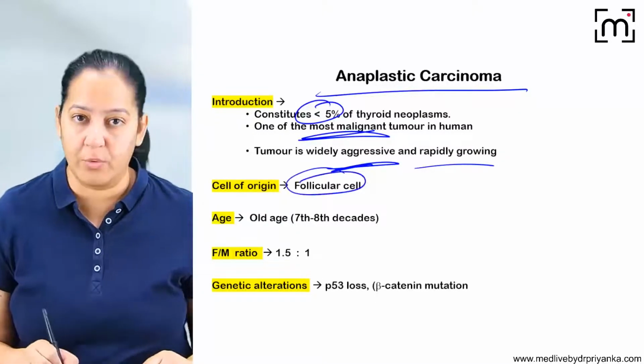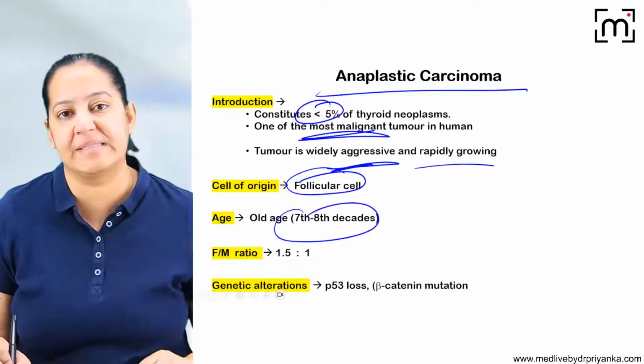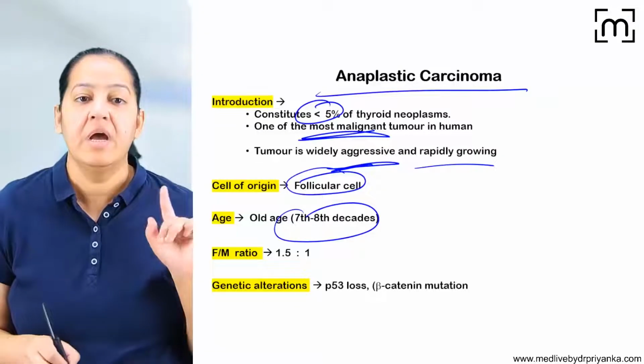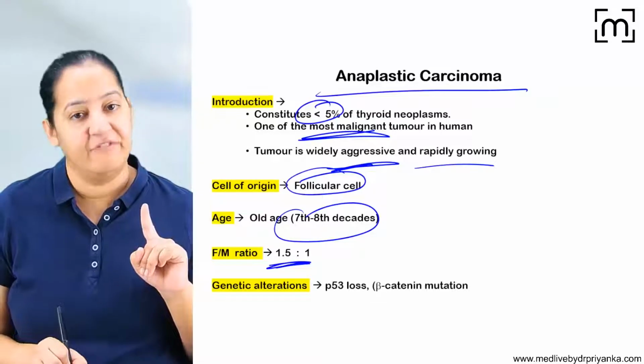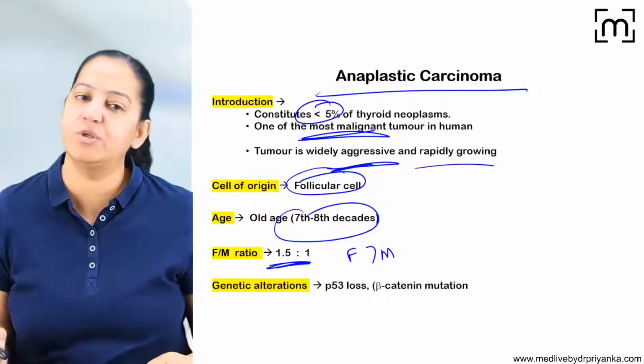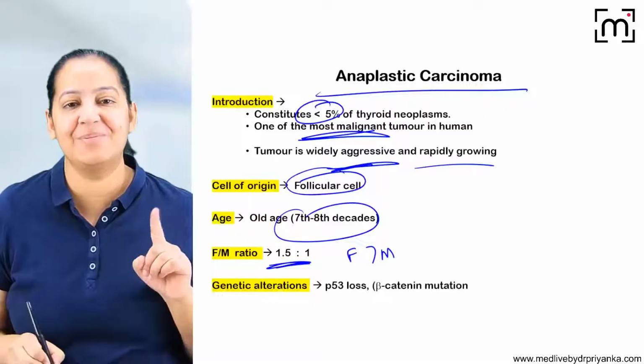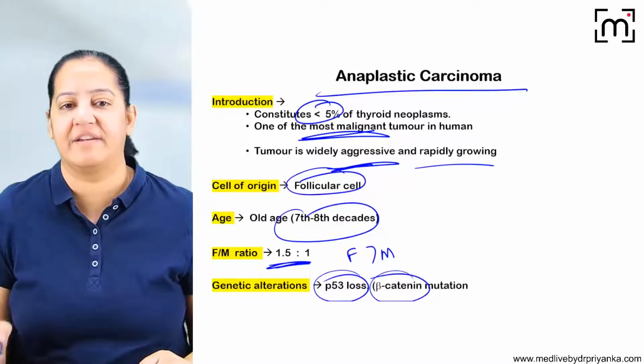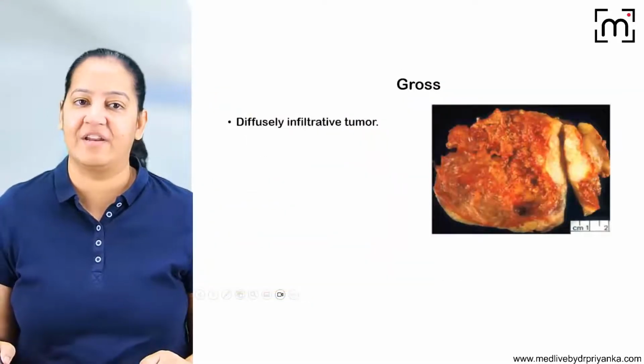Cell of origin is follicular only. It occurs in old age, 70 to 80 years, very old age. Again, it is more common in female as compared to male, and the ratio is 1.5:1. If you see the genes which are mutated, it is P53 or beta-catenin. P53 mutation and beta-catenin mutation.